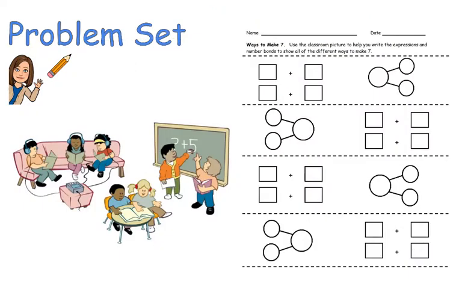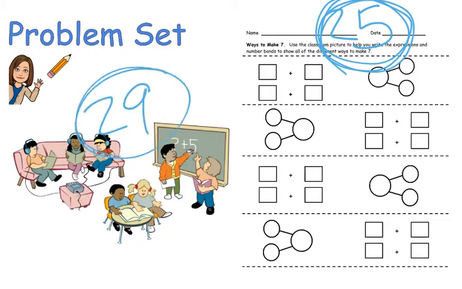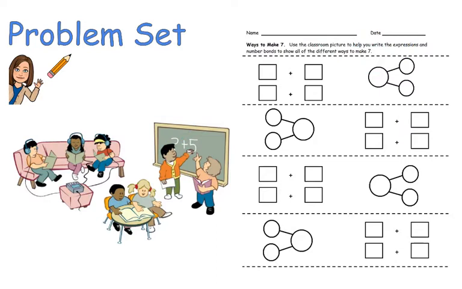Phew, good job. Now that you're done with making all the ways to make 6, now we're going to flip to page 25. You need page 25. And then the picture is on page 29. So you can use my picture, or you can use the picture in your book. Okay, let's begin by writing our names.